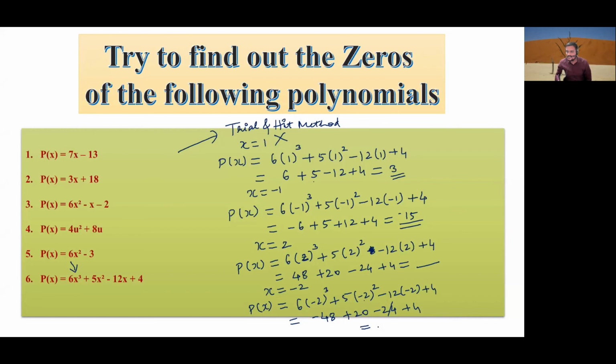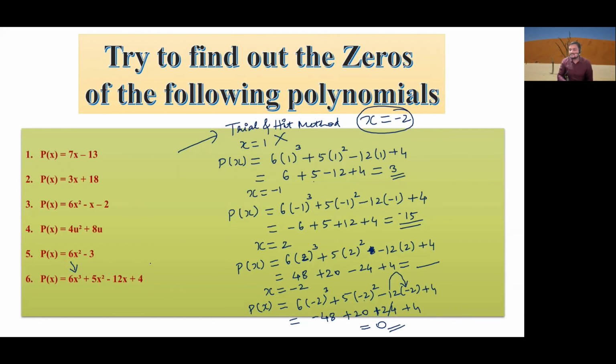Yes, it is coming 0 here. Please check the calculations. I think I have made a mistake here. -2 cube, -2 square. Here it will be plus 24, because minus 12 into -2 will be plus 24. Yes, it is coming 0 here. So we are having 1 zero, that is x is equal to -2 is our 1 zero.